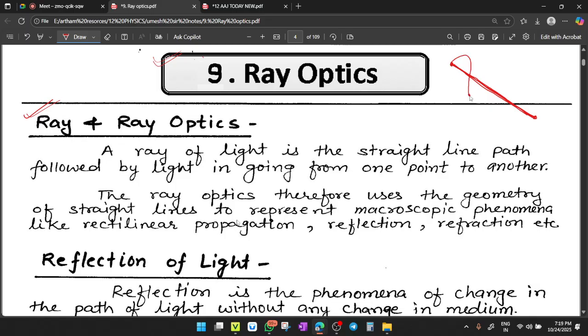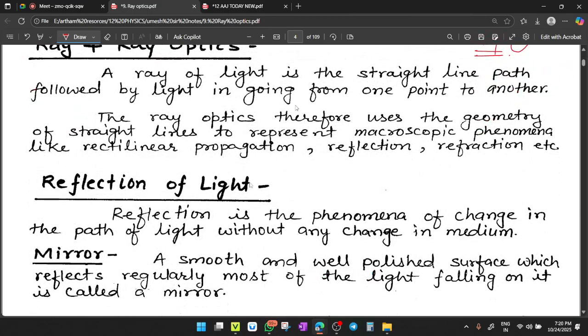Okay, the wave is moving like this, but the ultimate path of the light becomes a straight line. So this path of the light wave or light signal or light radiation is called a ray. A ray of light is the straight line path followed by the light in going from one point to another. Ray optics therefore uses the geometry of straight lines to represent the macroscopic phenomenon. Yes, here we are only dealing with the path of light.